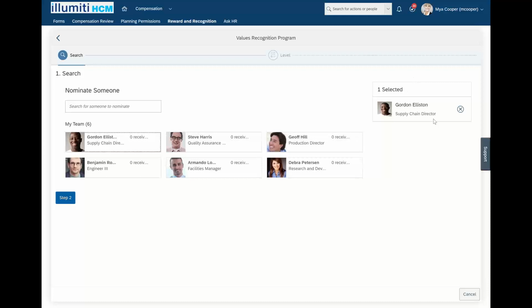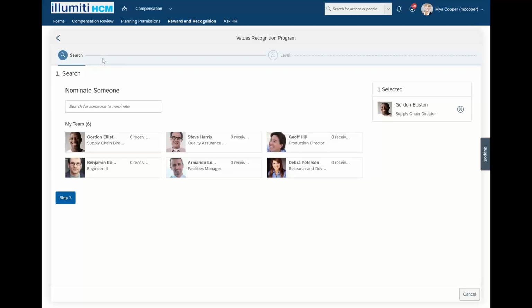You can see it's now moved him over into the selected column. I can do this for more than one person at a time. So if I want to nominate Steve as well, I can do so. If I decide, you know what, Steve could be in line for some recognition next quarter, I want to go ahead and remove him and just focus on Gordon, I can quickly X him out to remove him from this list. And this is a guided process.